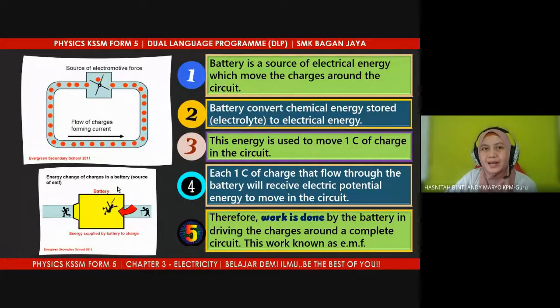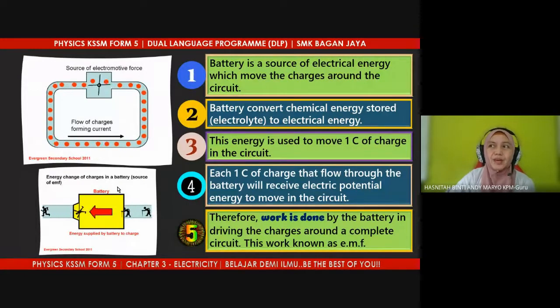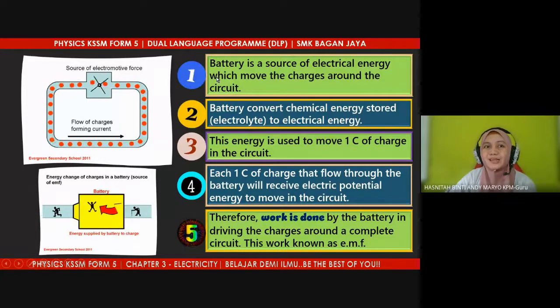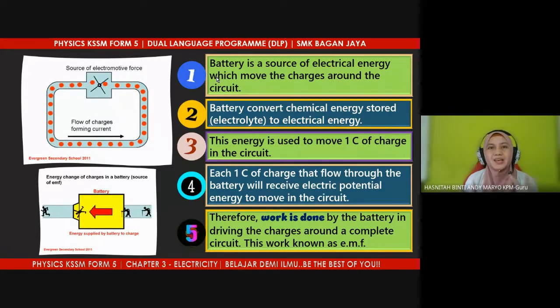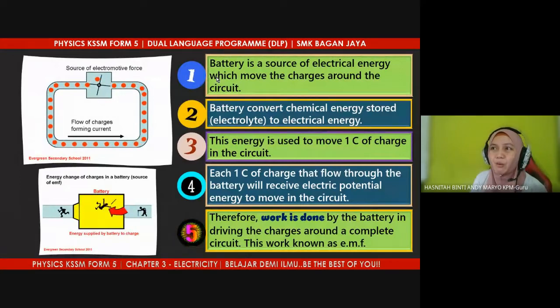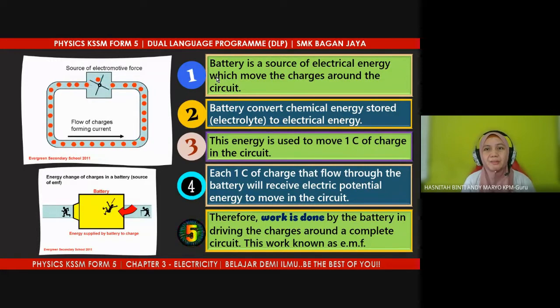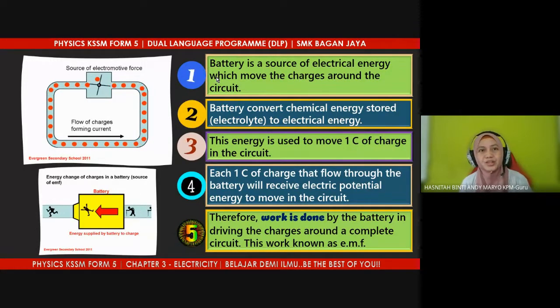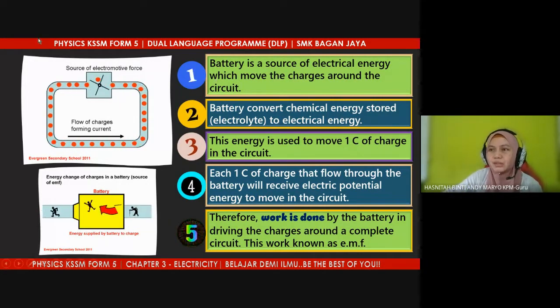And this work done is what we call an EMF. So from here we derive what EMF, electromotive force, is. It refers to the work done by the battery in moving 1 coulomb of charge across a complete circuit. Okay, boleh follow tak daripada point number 1 until point number 5? How the battery supplies energy to a charge, that is what we call an EMF, electromotive force.